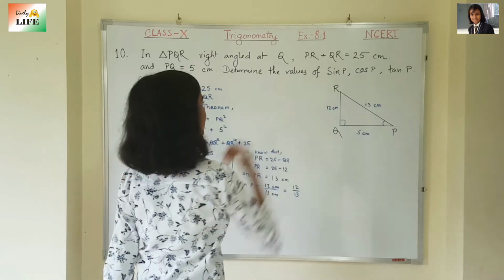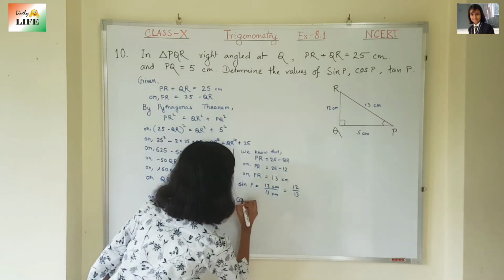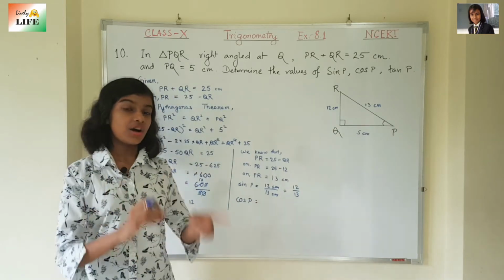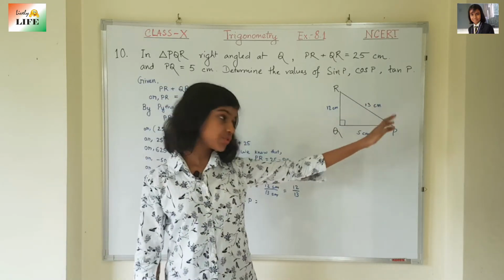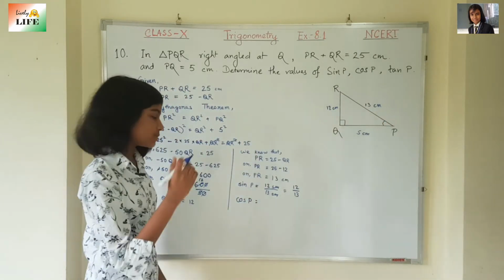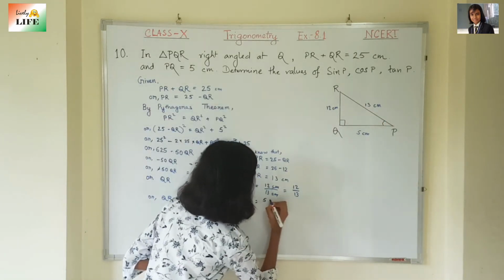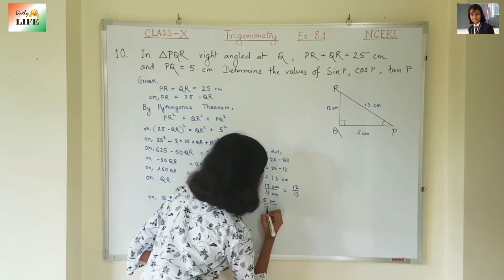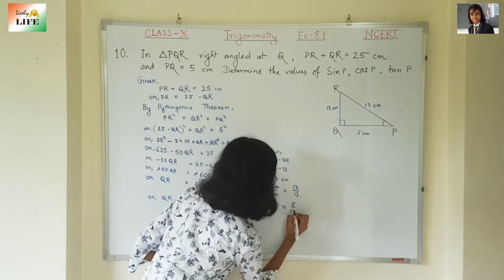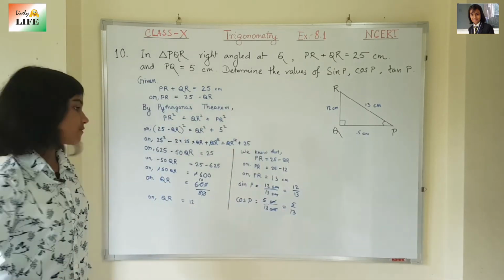Now we are going to find out cos P. What is cos P? Cos P is base by hypotenuse. In respect to angle P, base by hypotenuse. So it will be 5 centimeter by 13 centimeter. Centimeter will be cut. The answer is 5 by 13.